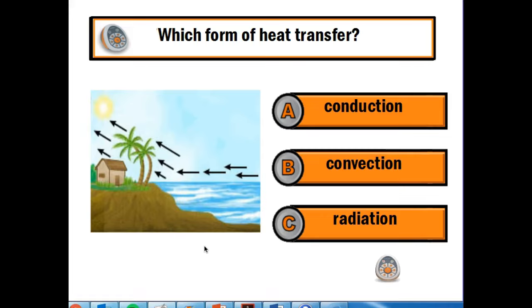Now, here's another question. Is this a land breeze or an ocean breeze? This is an ocean breeze. Remember, breezes are named after the direction they came from. This is coming from the ocean, so it's a sea breeze or ocean breeze.